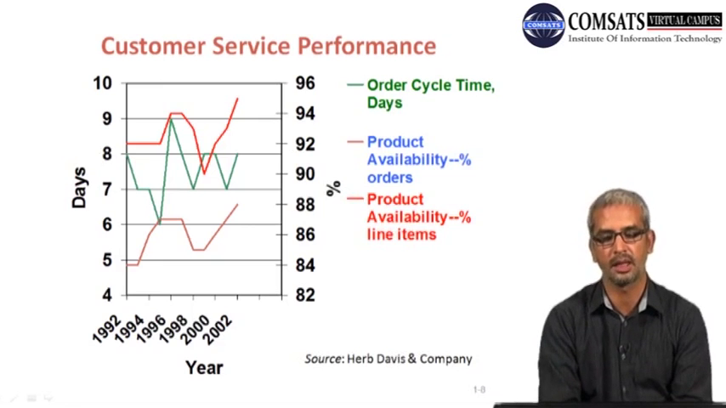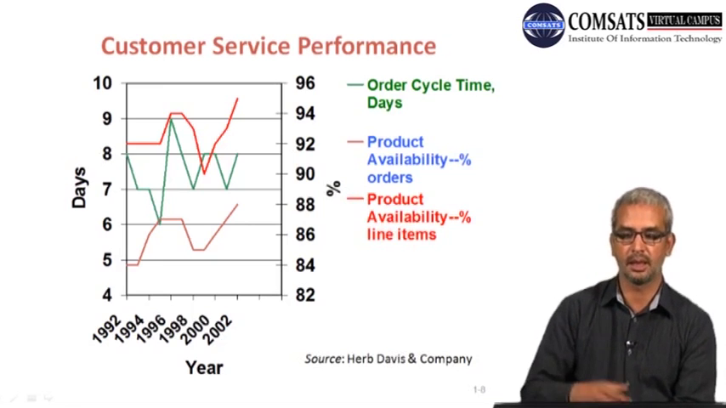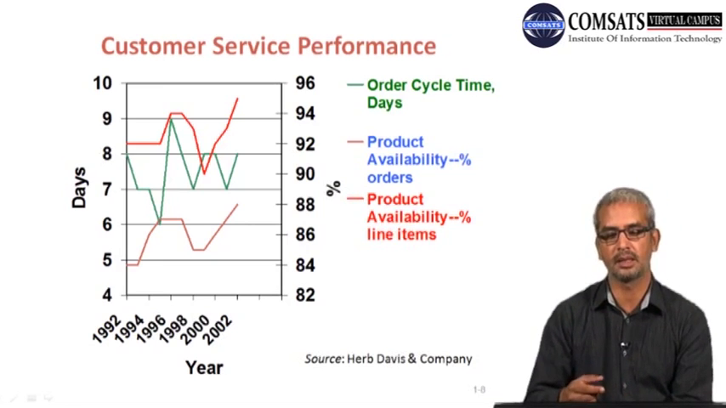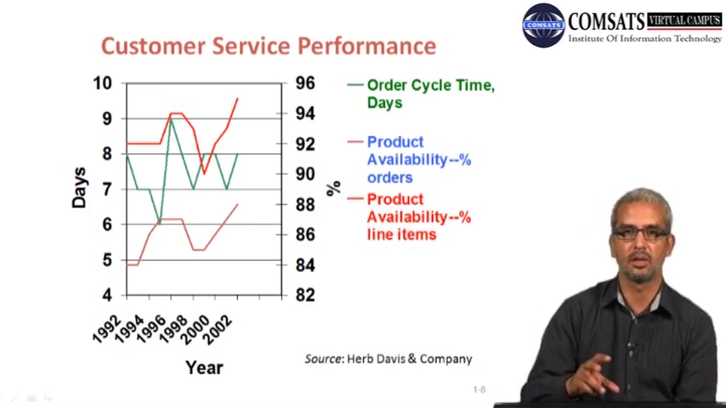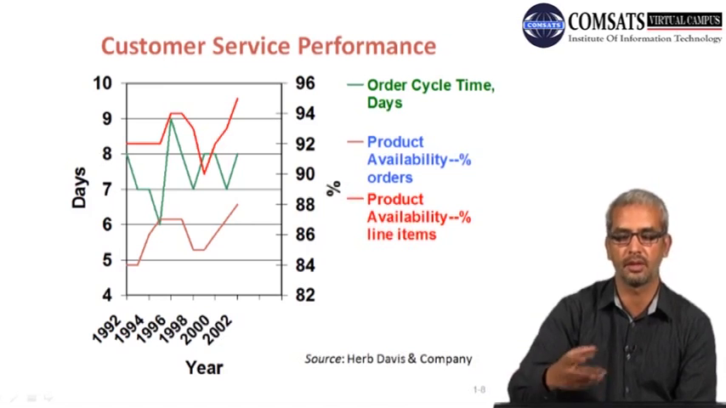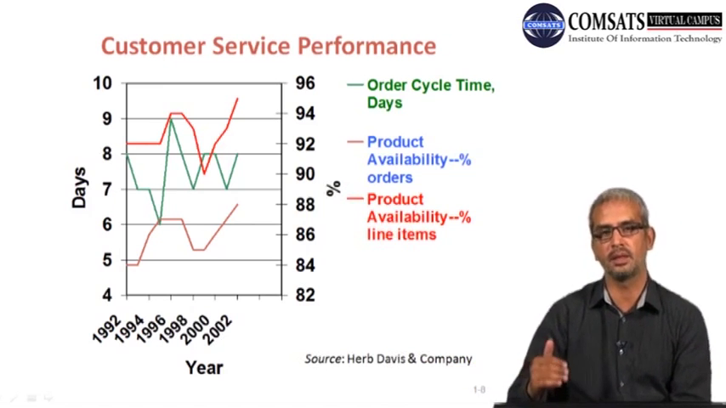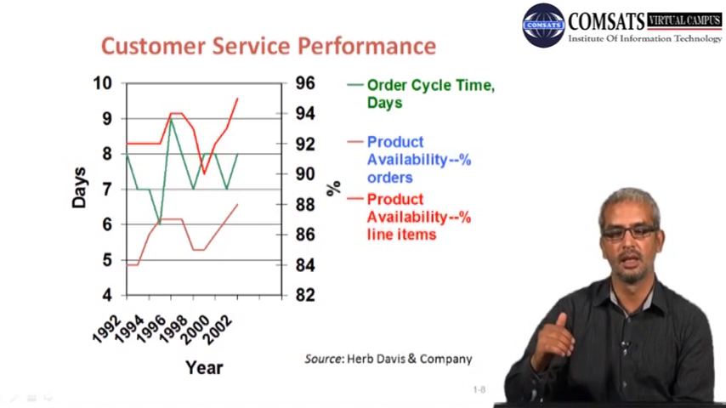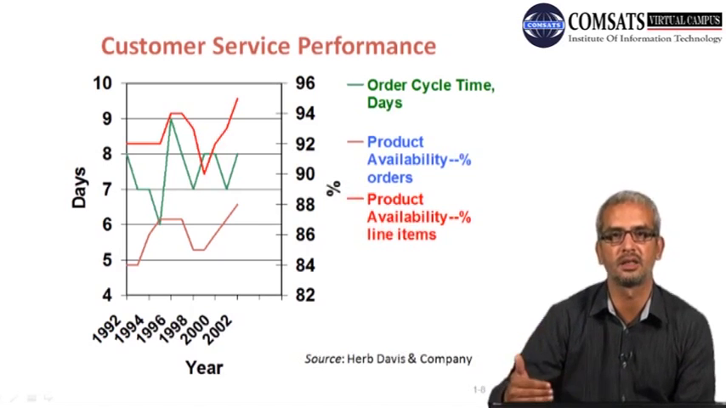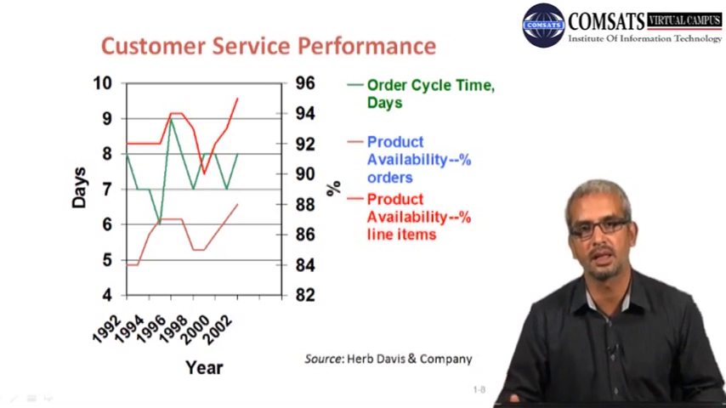That has fluctuated over time. That would be, I guess, the brown line. And then there is product availability as a percentage of line items. Now, line items are booked items, and how much product was available as a percentage of the line items. All these three parameters represent the customer expectations, the customer service performance criteria.